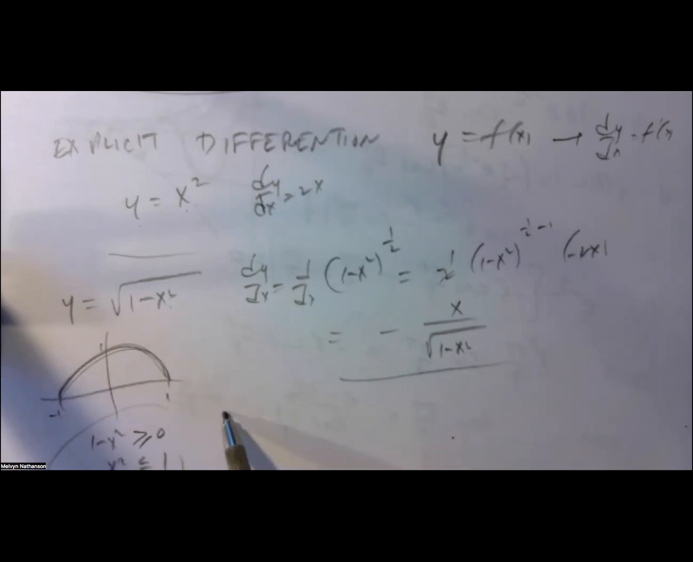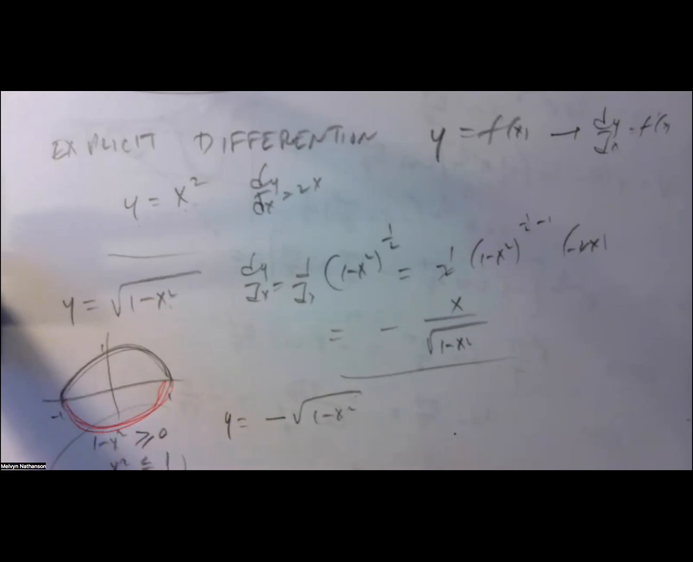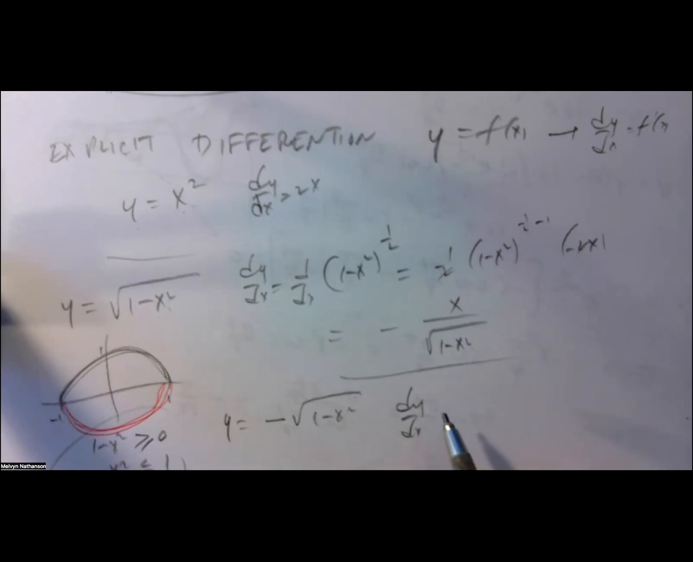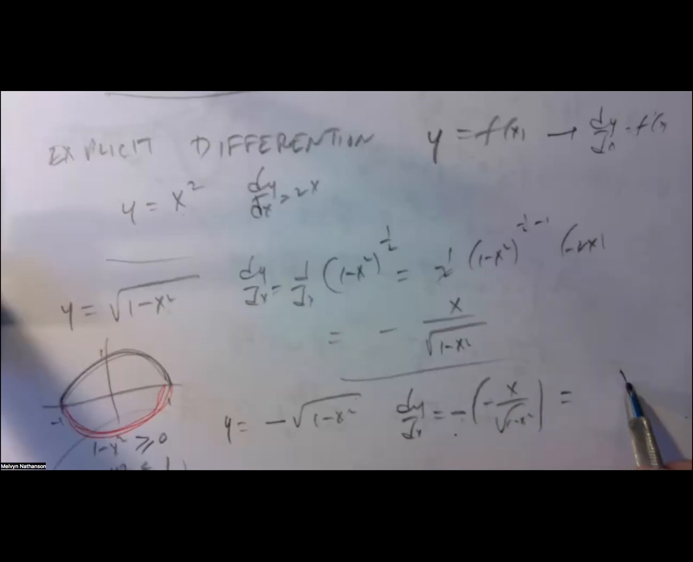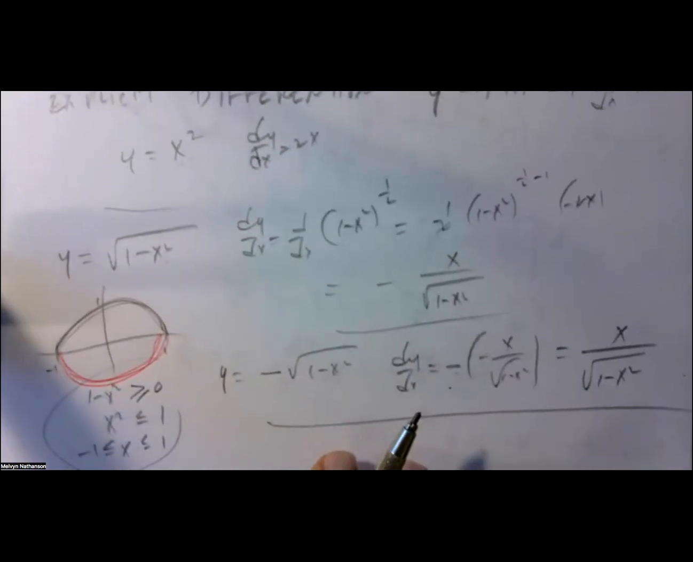If we had the function y equals minus the square root of 1 minus x squared, the graph of that would be the bottom half of the unit circle. And in this case, dy/dx, when I differentiate, it's minus this, 1 minus x squared to the 1/2. So I would get minus x over the square root of 1 minus x squared. Minus times minus is plus x over the square root of 1 minus x squared. Right? So that's explicit differentiation.